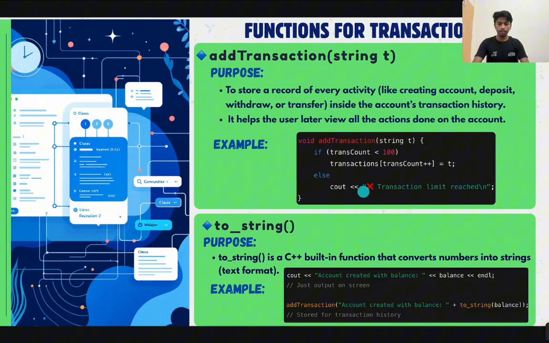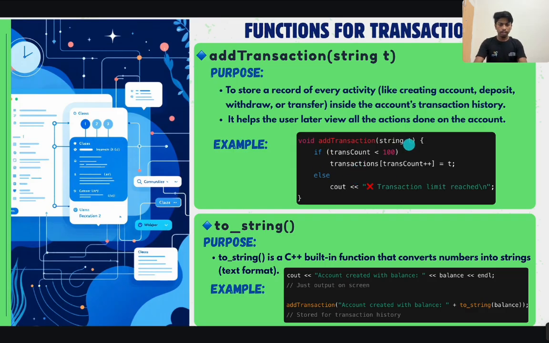Add transaction, and next is string function. So the add transaction function is small but very important function in our program. Basically it helps us to maintain a transaction history which the user can view later. So let's try to understand the code.